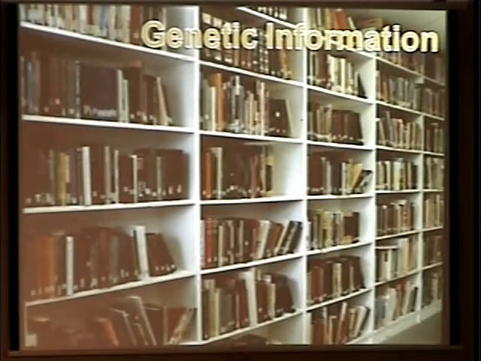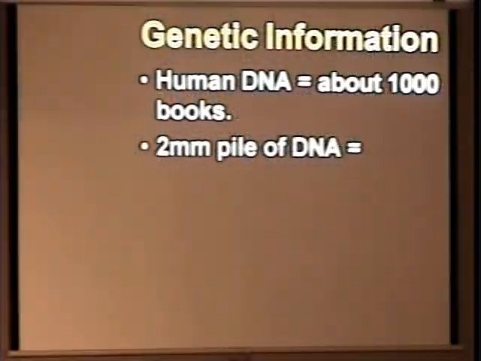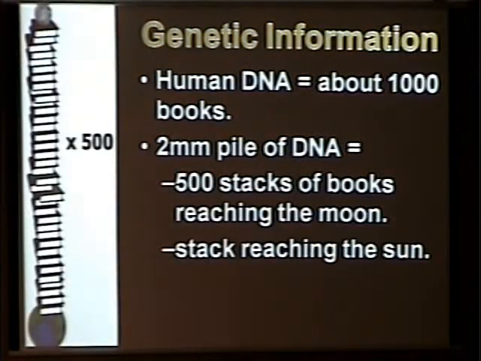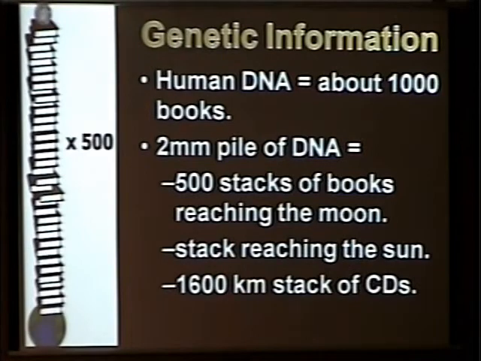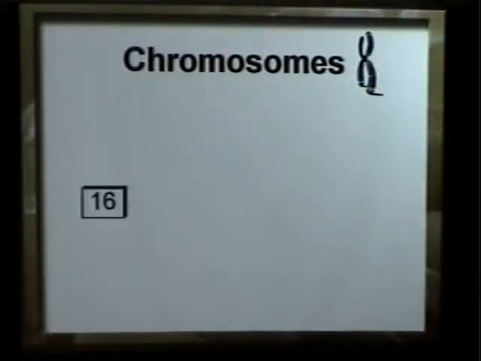The amount of genetic information in one human cell is approximately equal to 1,000 books. That's the kind of data compression that's used in DNA. Or to look at it another way, a 2-millimeter pile of DNA is about equal to 500 stacks of books reaching the moon, a stack of books reaching the sun, or a 1,600-kilometer stack of CDs. That's how much information is in a little 2-millimeter pile of DNA. It's incredible. So let's see if you've been paying attention.